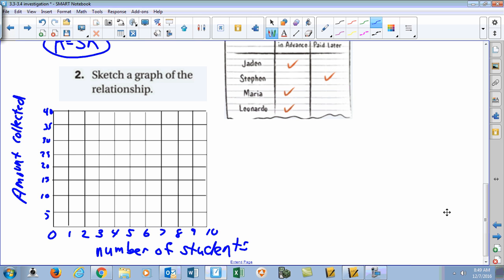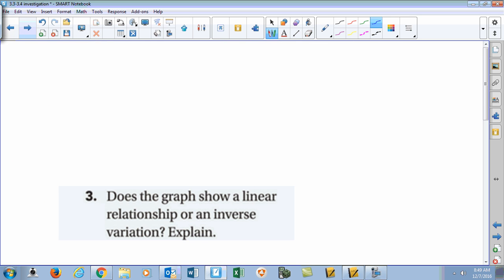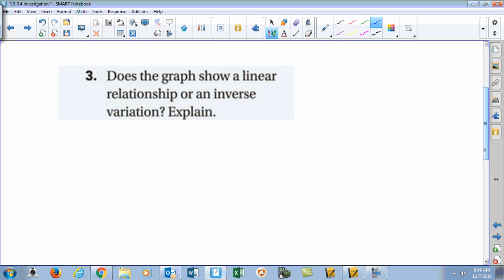So if we go ahead and plot those points, at 1 student, $5. 2 students are $10, right? 15, 20. As high as I can go here till I run out of room. And we have a straight line. So the question on the bottom there is, does this graph show a linear or inverse variation? And we all said linear. And why? Because it has a constant rate of change, which is the $5. The graph has a constant rate of change.